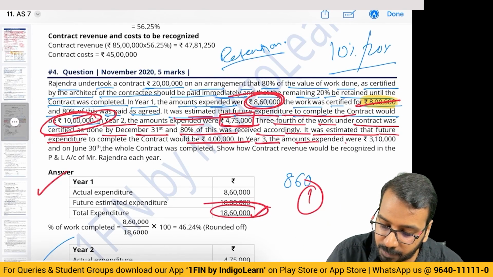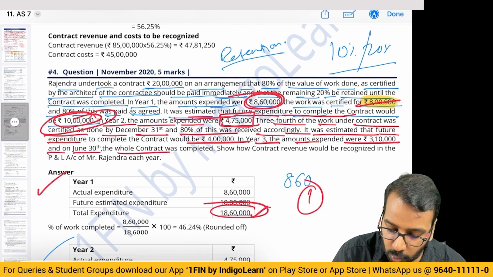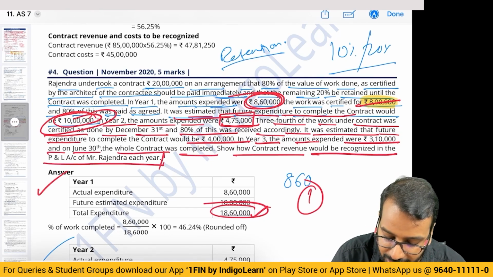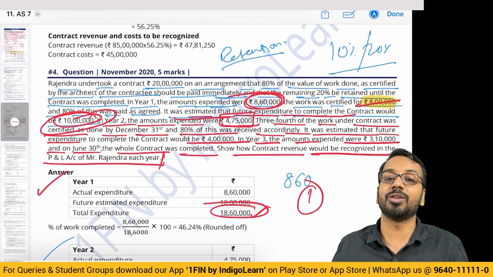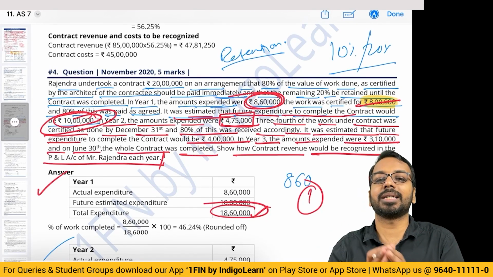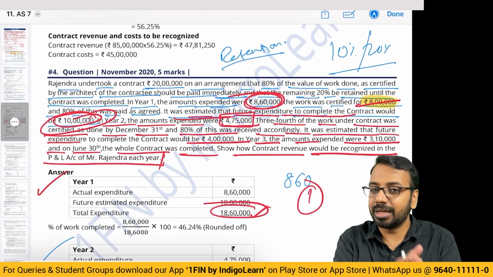In year 3, the amount spent was 310 and on 30th June, the whole contract was completed. Show how contract revenue should be recognized in the P&L each year. Now, is it asking me cost? No. What is it asking me? Only revenue. How should I recognize the revenue every year in the financial statement?